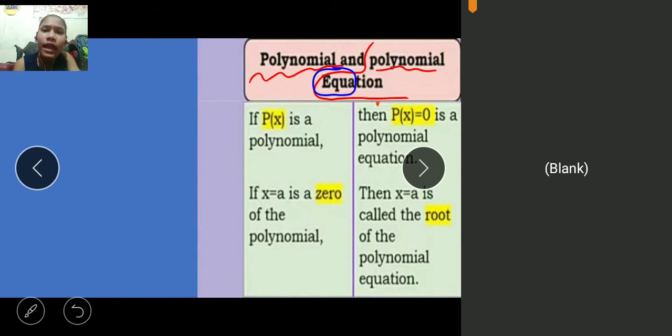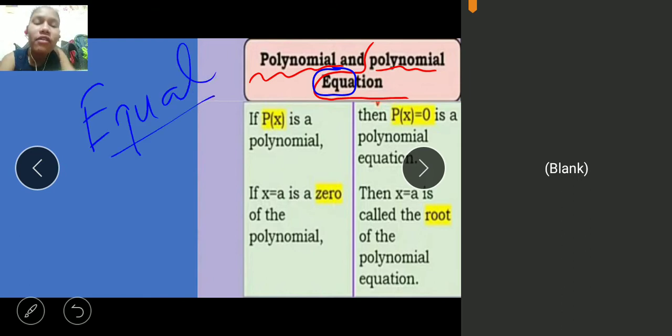equation. It means they are referring to the equal sign. They are referring to this sign. And if you are getting this equal to sign in any kind of term, that is a polynomial equation. Getting it, guys?